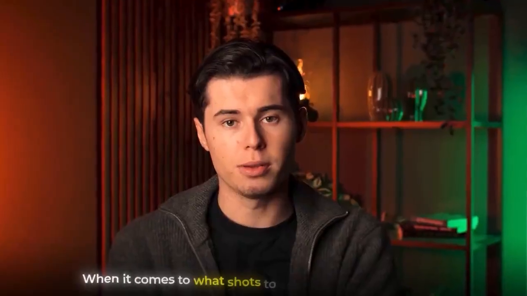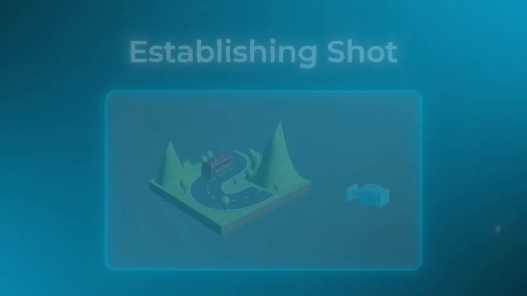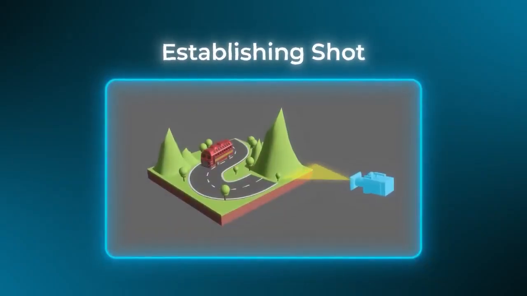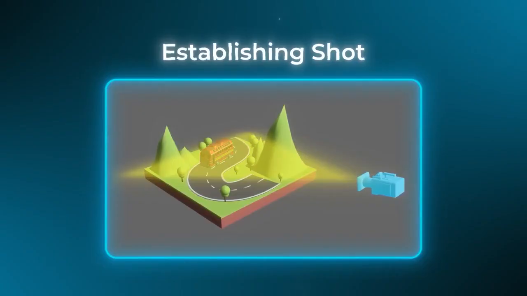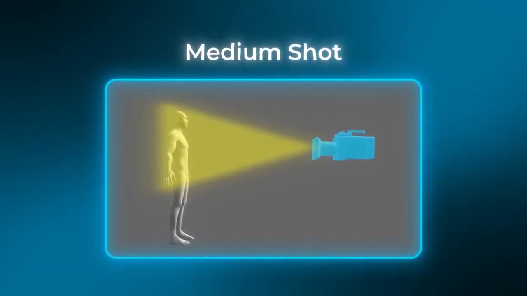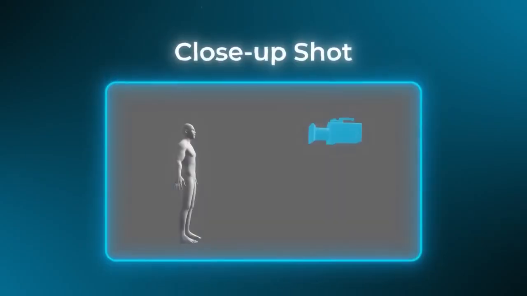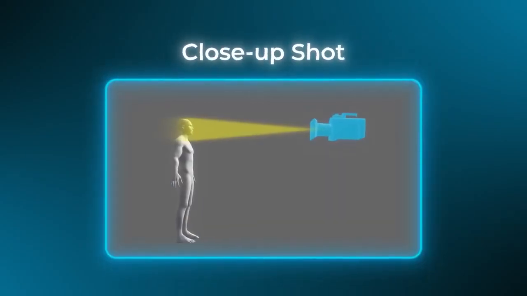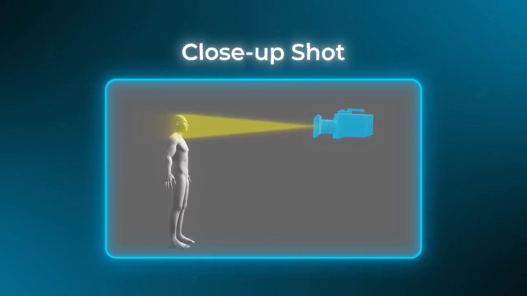When it comes to what shots to ask for, think like a director. The most common one is an establishing shot, which is a wide view of the location that sets the scene before you get into the action. A medium shot, where the subject is shown from the waist up, works for most talking or movement moments, and a close-up focuses on the face or an important detail. Use it for emotional moments or anything you want the viewer to pay close attention to.